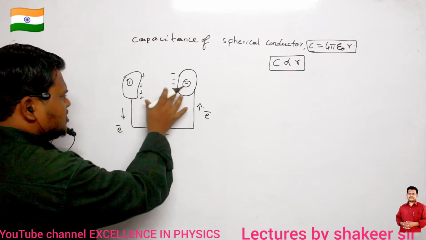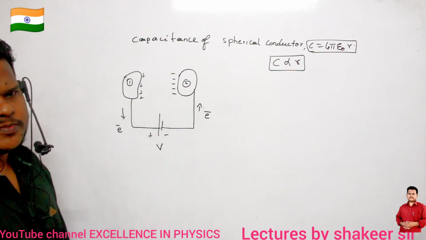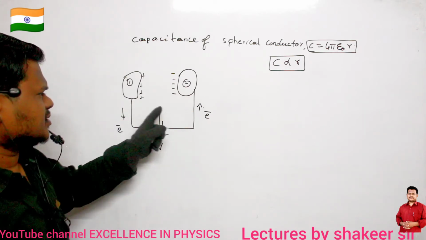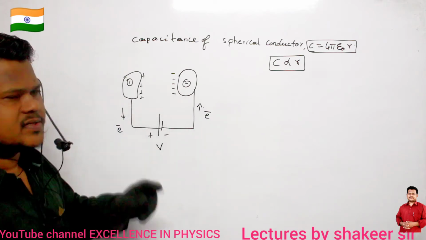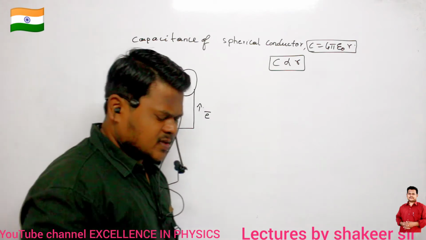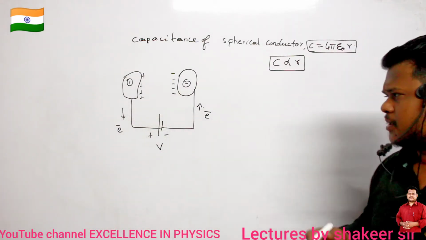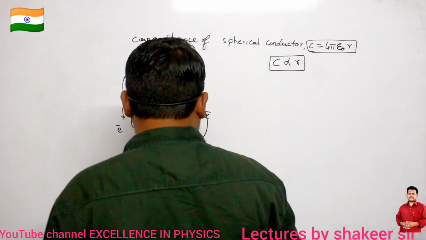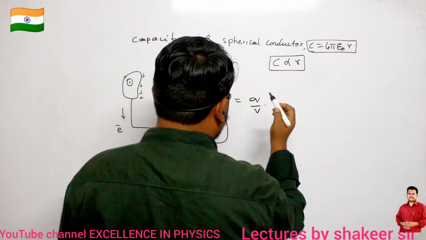Until the potential difference between these two conductors equals the potential difference of the battery, charges will continuously travel from this side to this side. This is called the charging of a capacitor. This process we call the charging of a capacitor. Are you able to understand? So how can I write a relation between them? Again, I can write the same relation: C is equals to Q divided by V.